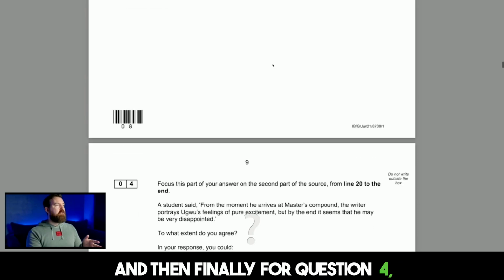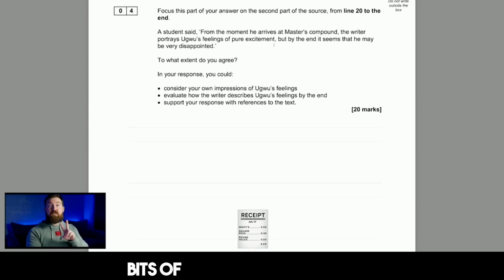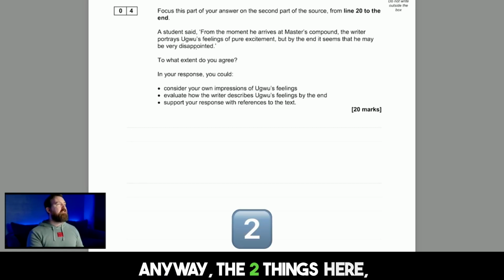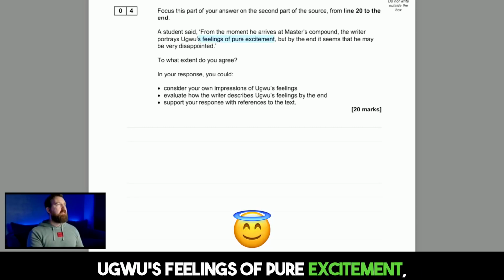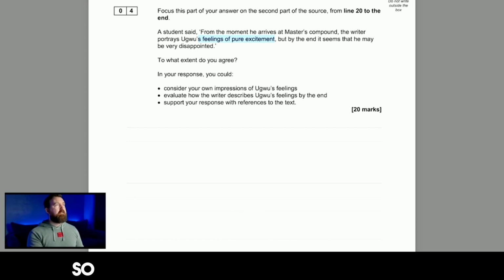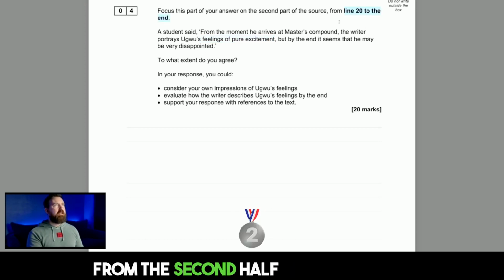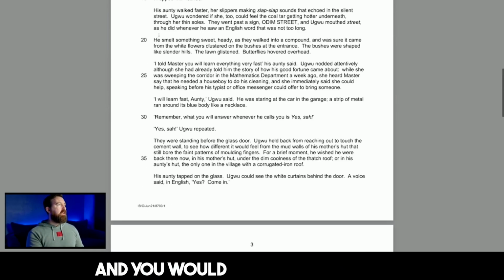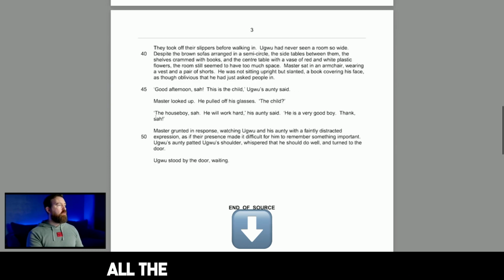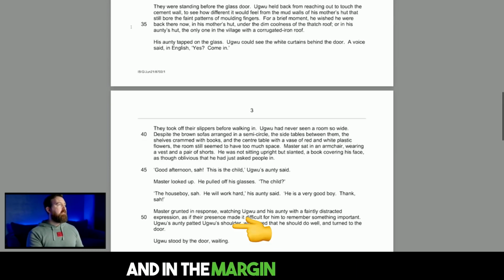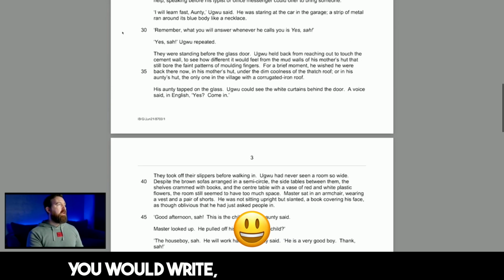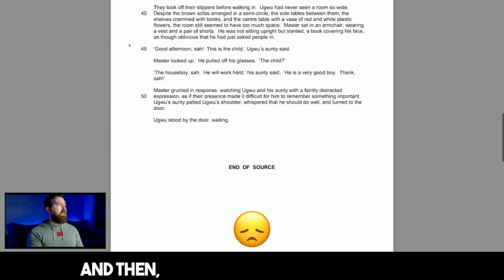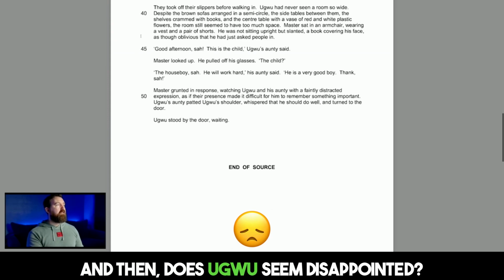And then finally for question 4, you would identify those 2 bits of the statement that are the focal points or the steers. The 2 things here: Ugwu's feelings of pure excitement, and he's disappointed by the end. So what you would do, and this is usually from the second half of the extract, in this case line 20 to the end, is bracket from line 20 all the way down to the end here. And in the margin on the left, you would write, is Ugwu initially excited? And then, does Ugwu seem disappointed?